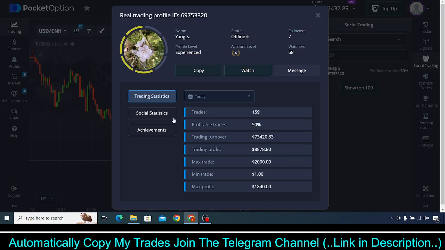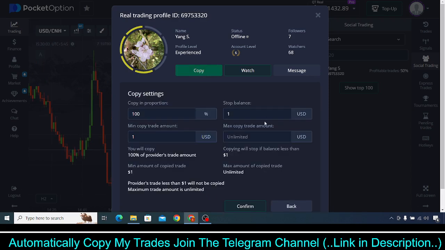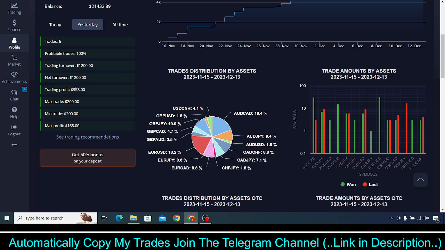and you will see this kind of interface. Ignore everything, just click on copy, and you will see these 4 boxes. Now I would suggest you leave these 3 boxes empty because there is a reason, okay. So let's say I make $200 per trade in each trade. As you can see here, our max trade and minimum trade is $200 per trade, so we only make $200 per trade in each trade, neither up nor down, okay.